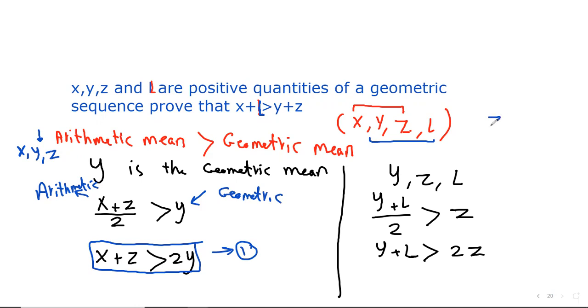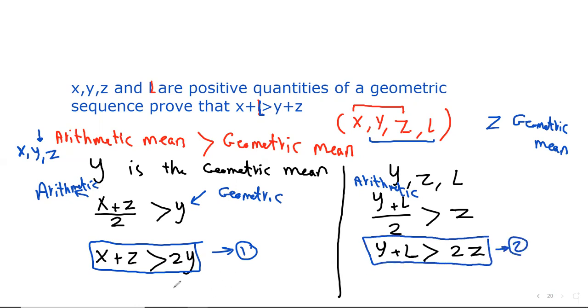If we look at y, z, and L, they are three terms of a geometric sequence. So z in this case is a geometric mean of y and L. So (y plus L) divided by 2, that's the arithmetic mean. The arithmetic mean is greater than the geometric mean. So (y plus L) over 2 is greater than z. That's equation 2.